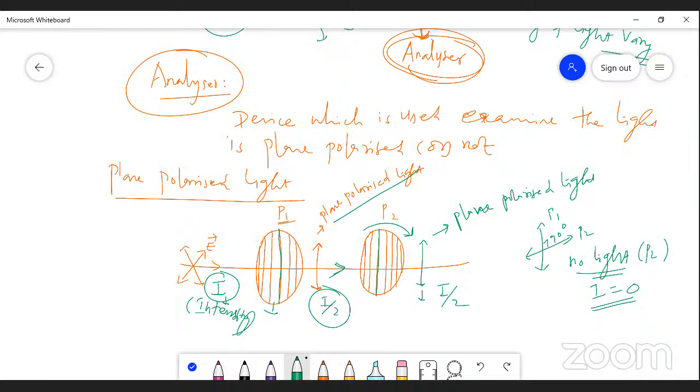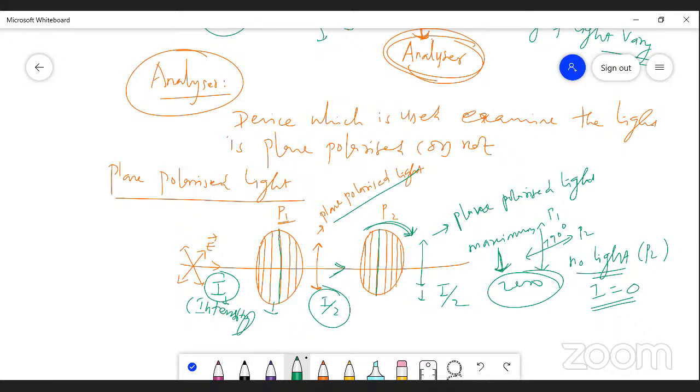If the second polaroid's optic axis is parallel to the first polaroid's optic axis, the emergent light beam intensity is maximum. If the second polaroid is rotated from parallel to perpendicular, the emergent light beam intensity decreases and is reduced to 0. So when the second polaroid is rotated from 0 to 90 degrees, the emergent light beam intensity from the second polaroid goes from maximum to 0. Then the light is said to be plane polarized light. Then partially plane polarized light.